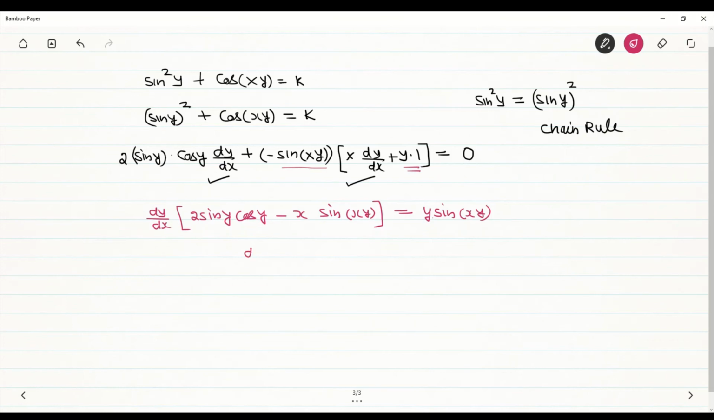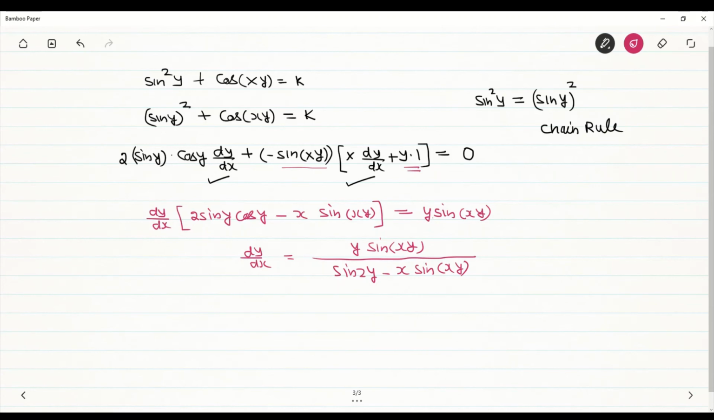Now dy by dx would be y times sine xy divided by, the whole thing can be divided by, this 2 sine y cos y, I can write as sine 2y, just using an identity, minus x times sine xy. So we can have this as an answer. So simple question. The only thing is we treated everything as it is, we differentiated both sides, and at the end we collected the terms together to have the final answer.